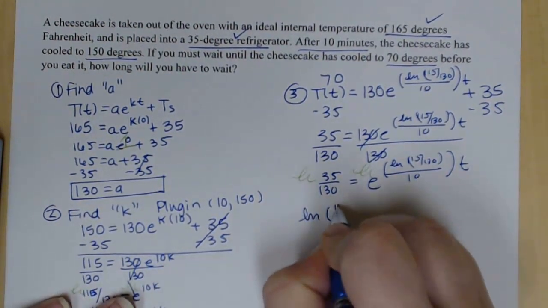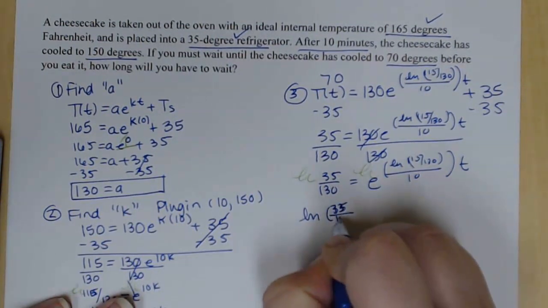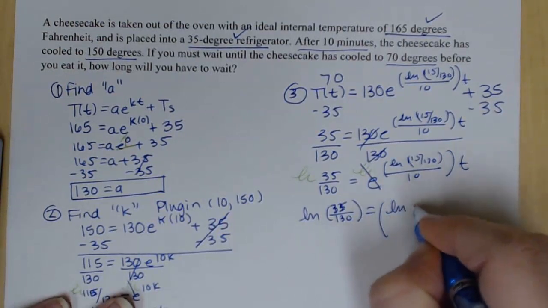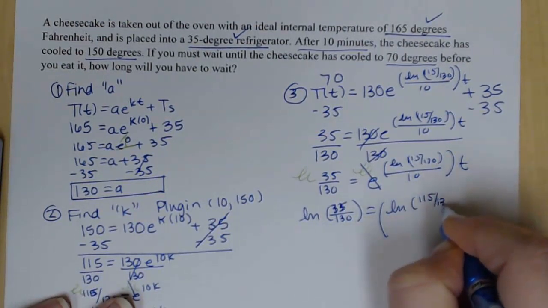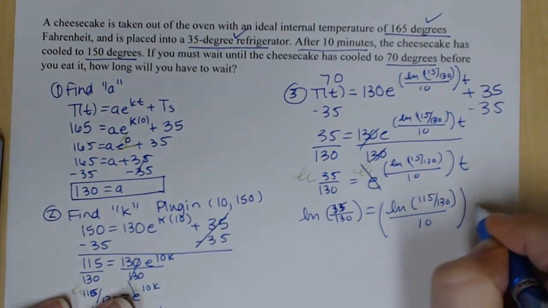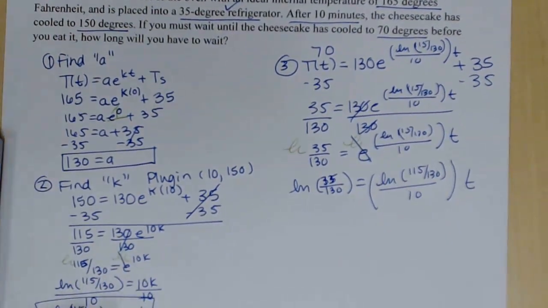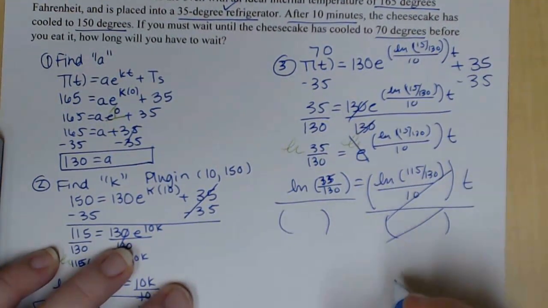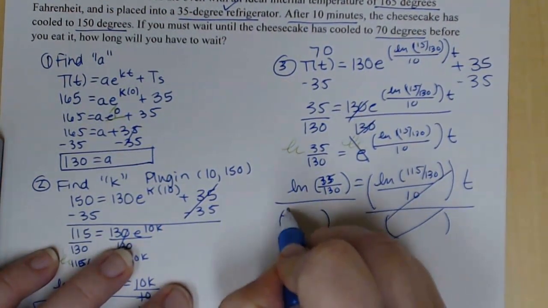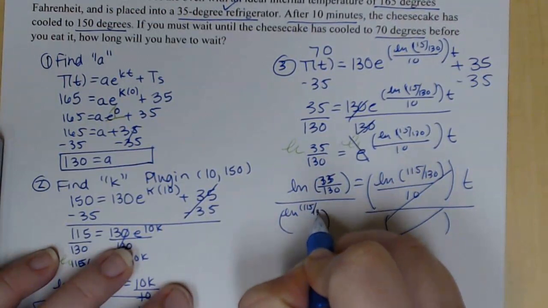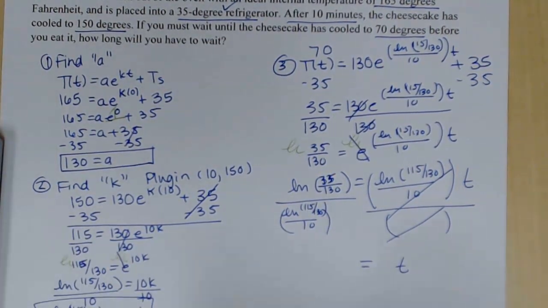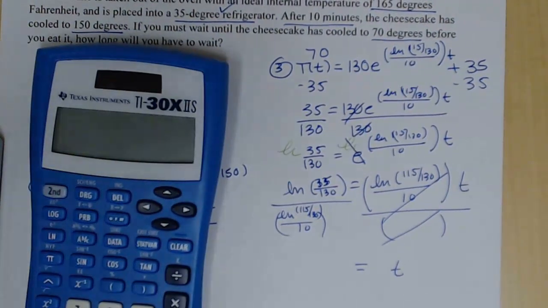So I get ln of 35 over 130 equal to, this will cancel, so I have ln of 115 over 130 divided by 10 to the t, and then divide by that large grouping to get t by itself. So it would be ln of 115 over 130 over 10. And again, let's go to our calculators together to calculate this.